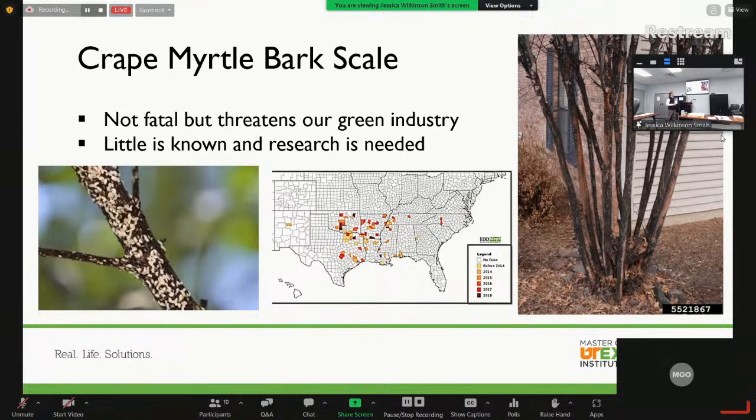So I'm already not a crepe myrtle fan anyway. There's other species to incorporate, not just crepe myrtles. But if we already have these in our landscape like I do, some things that we can do is just keep those plants happy, right? So let's not top them. If they're topped, they're going to be more susceptible to diseases and pests and invasions.